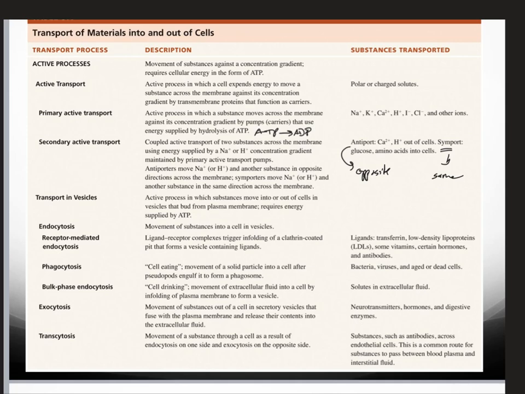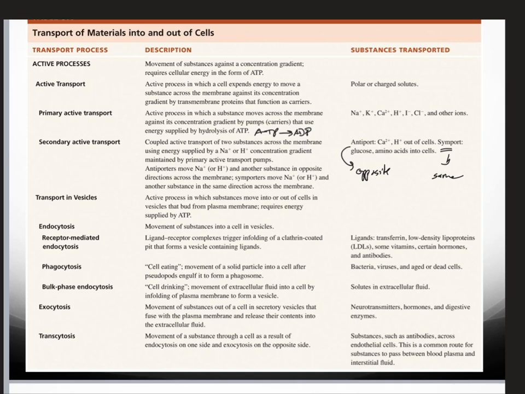Bulk phase endocytosis is cell drinking, also known as pinocytosis. This is movement of extracellular fluid into a cell by infolding of plasma membrane to form a vesicle, hence cell drinking. What are we moving? Solutes in the extracellular fluid.